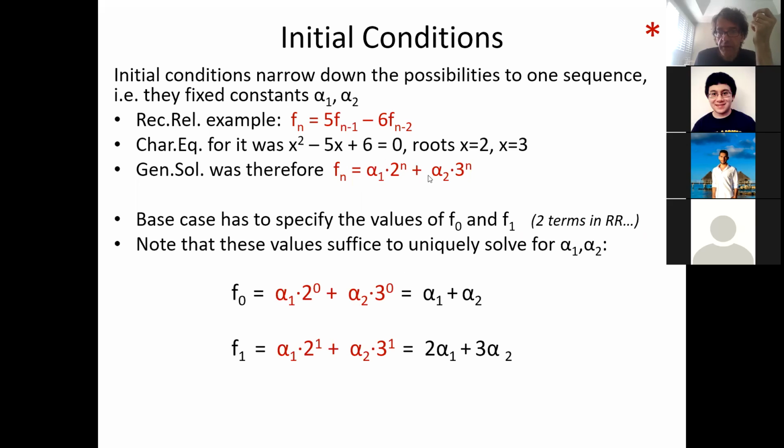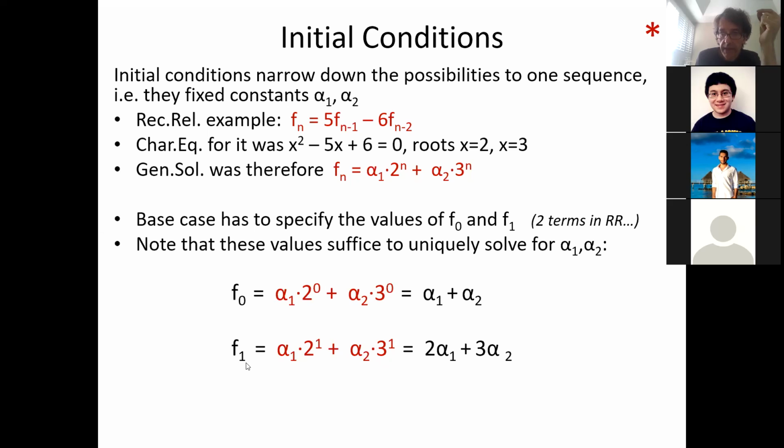If this is a formula for all n, then in particular it has to work at index 0 and index 1, which are your base points. So let's see how this formula resolves if I take n equals 0, where it's alpha 1 times 2 to the 0 plus alpha 2 times 3 to the 0. But these are just 1. So f0 simply has to be a sum of these constants, alpha 1 plus alpha 2.